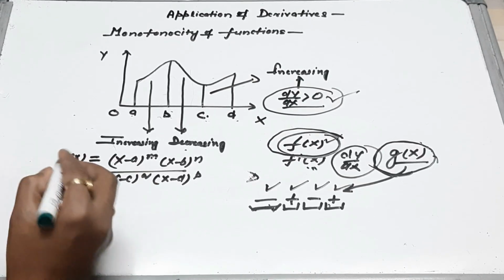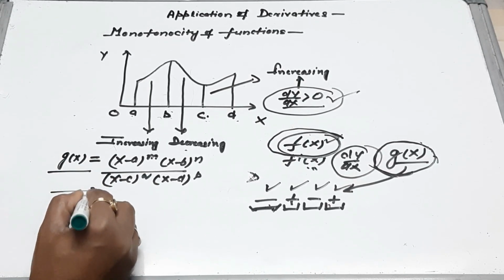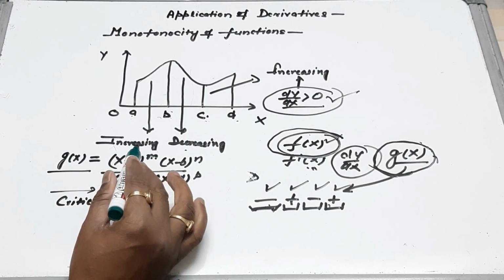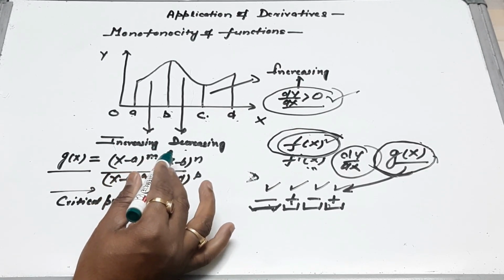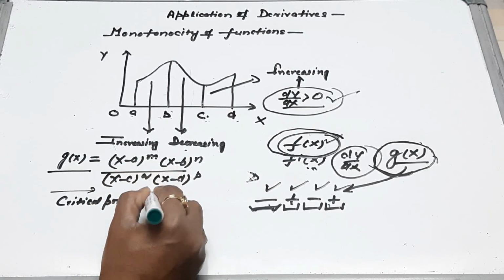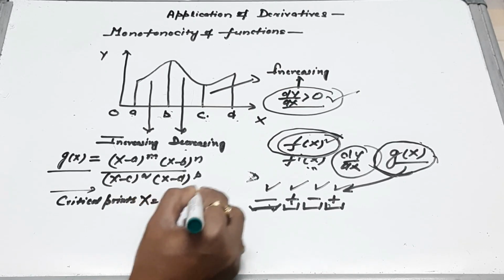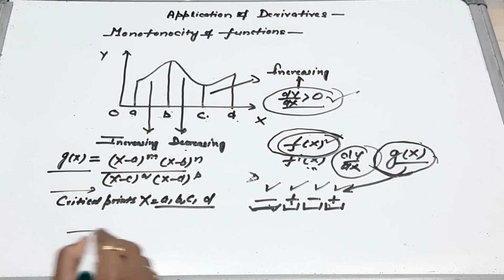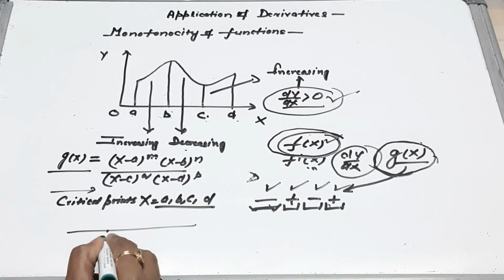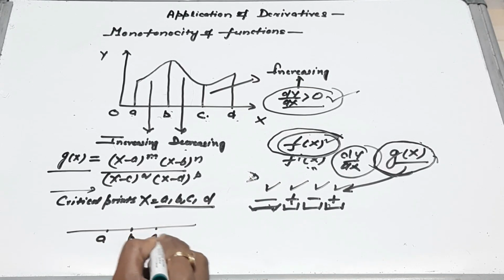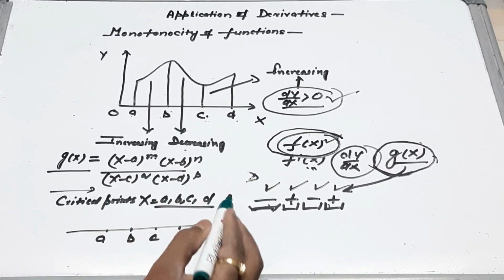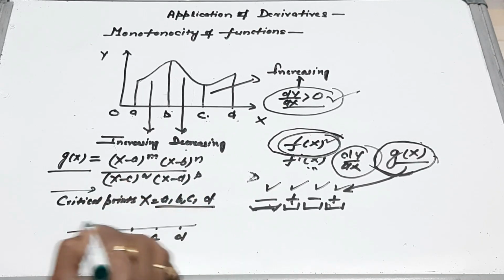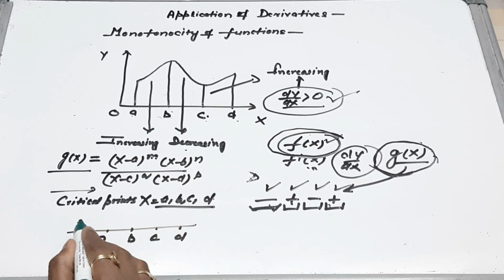What is that law? First we will find its critical points. What are critical points here? Means the points where the function takes 0 value or infinity value. So x equals a, b, c, d. These are the critical points. What will we do? We will plot these on a number line: a, b, c and d. Here we are assuming b is greater than a, c is greater than b, and d is greater than c. Means in increasing order we will arrange and make these intervals.